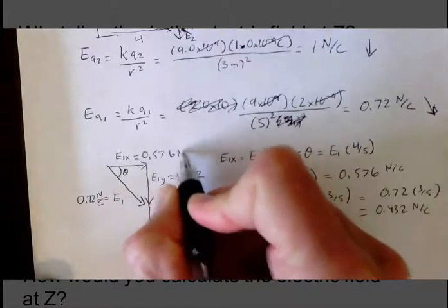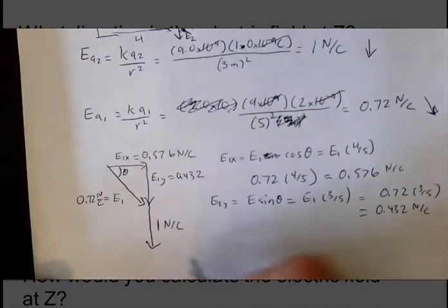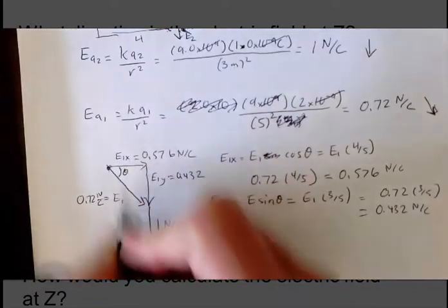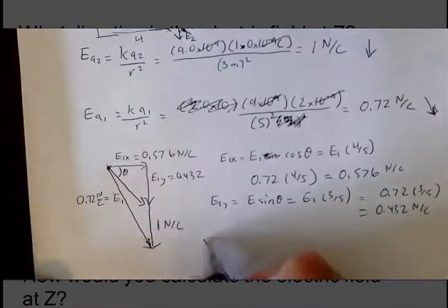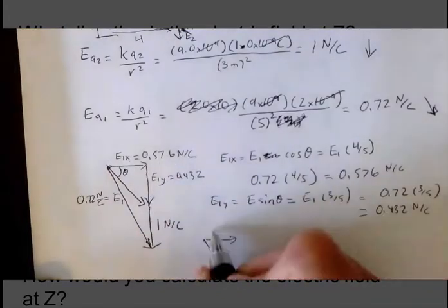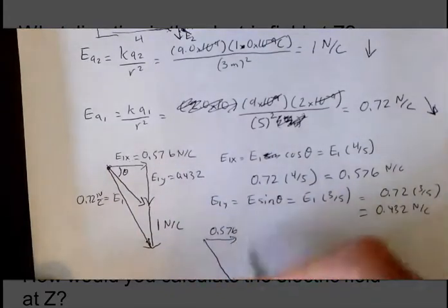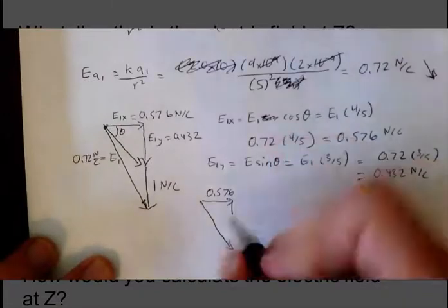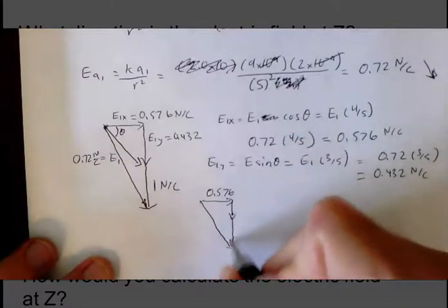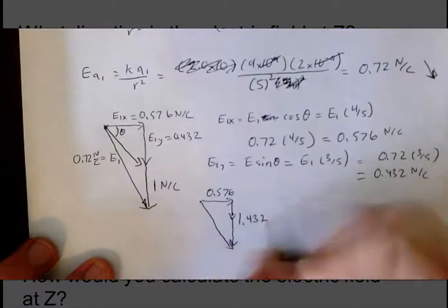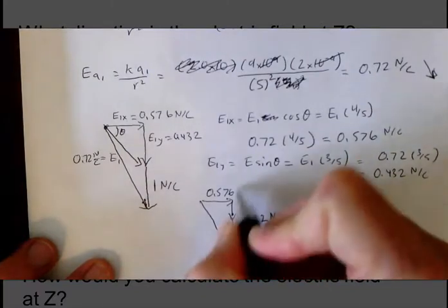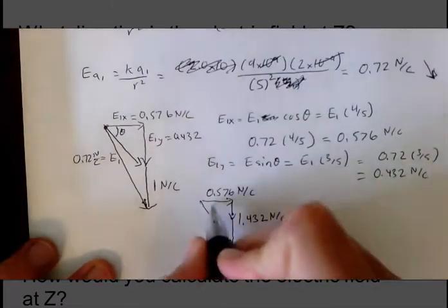0.576. We would make one more big triangle right here from where you start to where you finish. And its sides look like this. This side is just the 0.576 newtons per coulomb, and this side is the 0.432 plus the 1. So this much plus that much. So that's 0.432 plus 1, which is 1.432 newtons per coulomb. And then we would use the Pythagorean theorem and inverse tangent to find our answer.